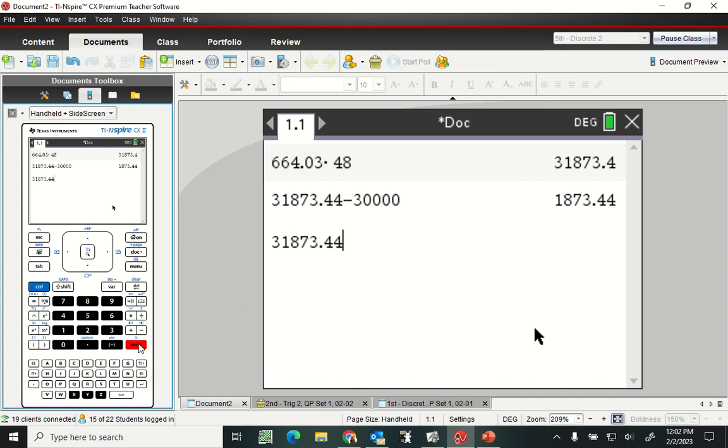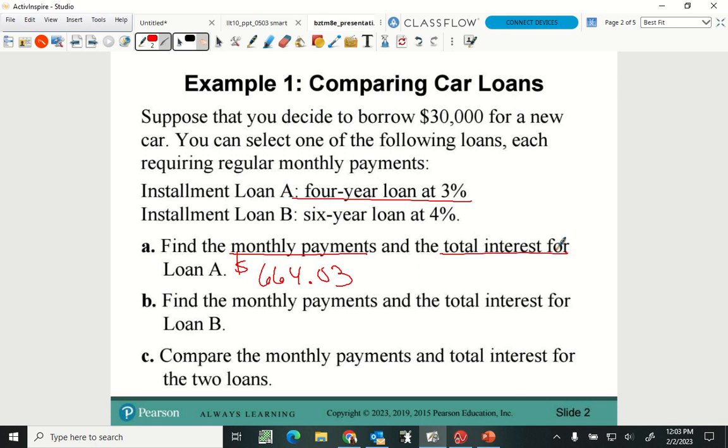So it's going to be this. Watch this. Arrow up. And if I want that answer, I go arrow up and just hit enter. We're going to do a lot of that here today. This calculator is super smart. Now, I'm subtracting my 30,000, right? So that's where I get the 1873.44. Is that what you got, Luke? Okay. So that's back to here. So my total interest is 1873.44. That's my total interest paid there.